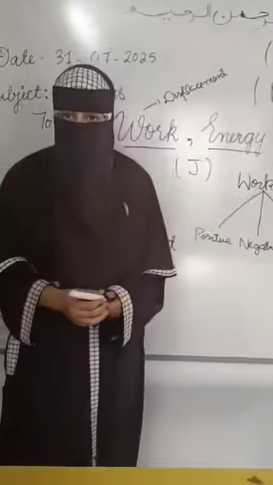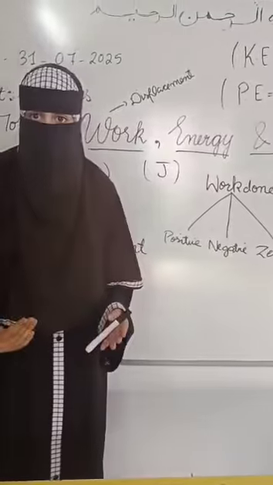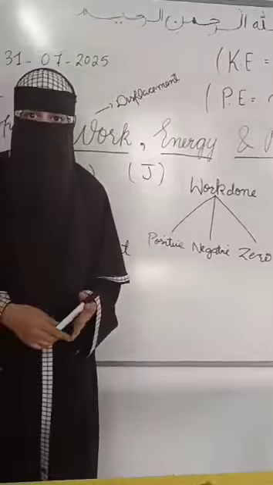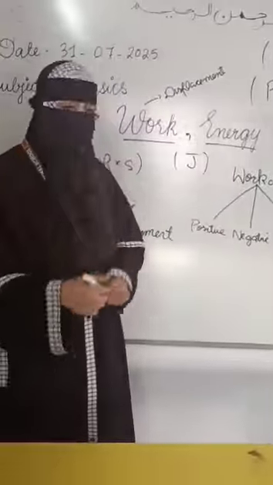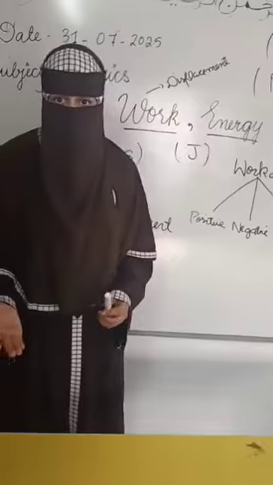Talking about potential energy, it is the energy possessed by a body by virtue of its position. We can say potential energy is like stored energy. We write it as mgh. There are two types of potential energy also: elastic potential energy and gravitational potential energy.